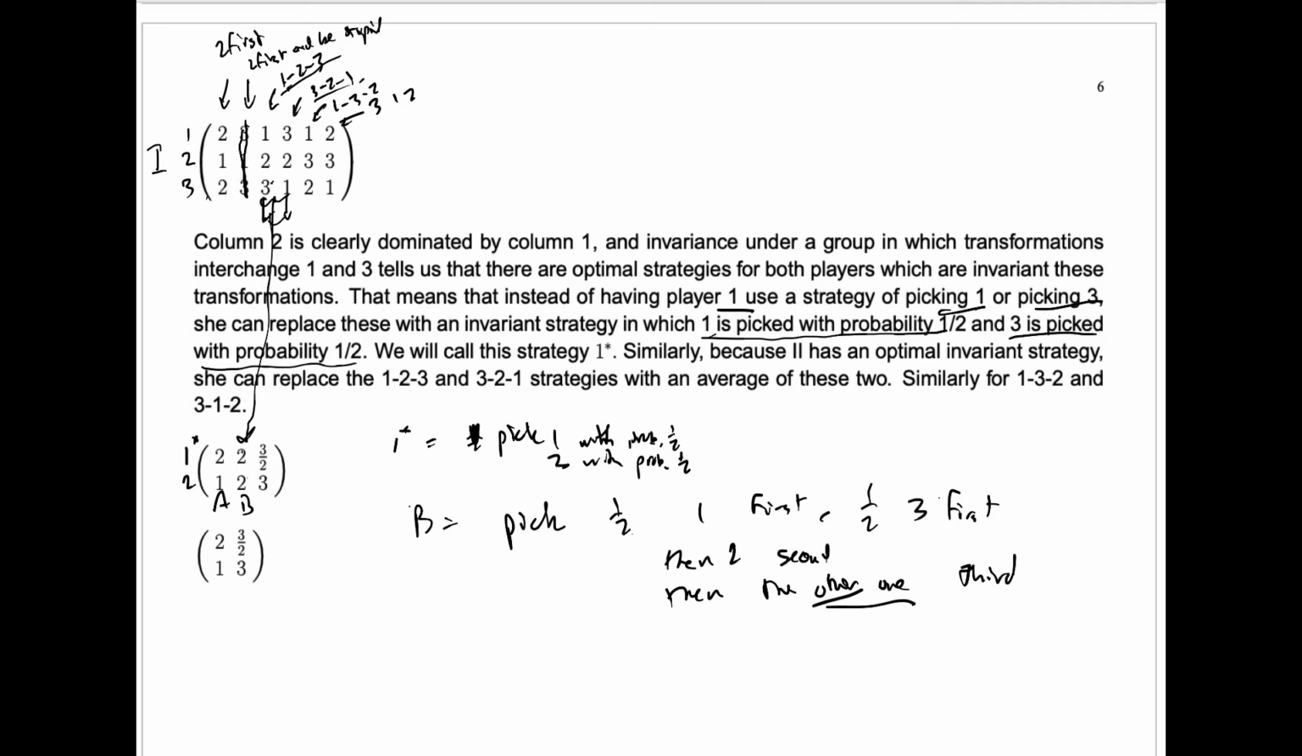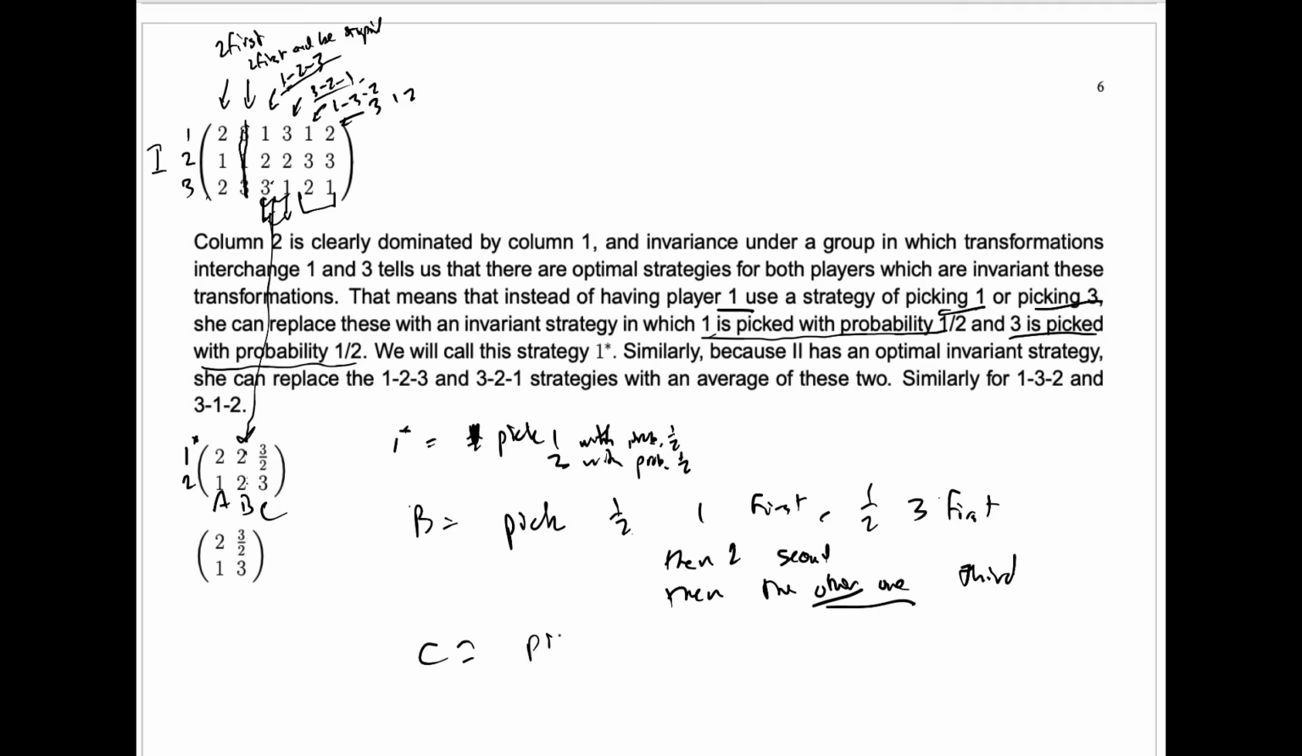They end up being 2 and 2. 2 if player 1 plays the 1-star strategy, and 2 if player 1 picked 2. And finally, look at these last two columns. They represent pick 1 first, then pick 3, then pick 2, or pick 3 first, then pick 1, then pick 2. What I'll call column C, then, is an average of 1/2 times this column plus 1/2 times that column.